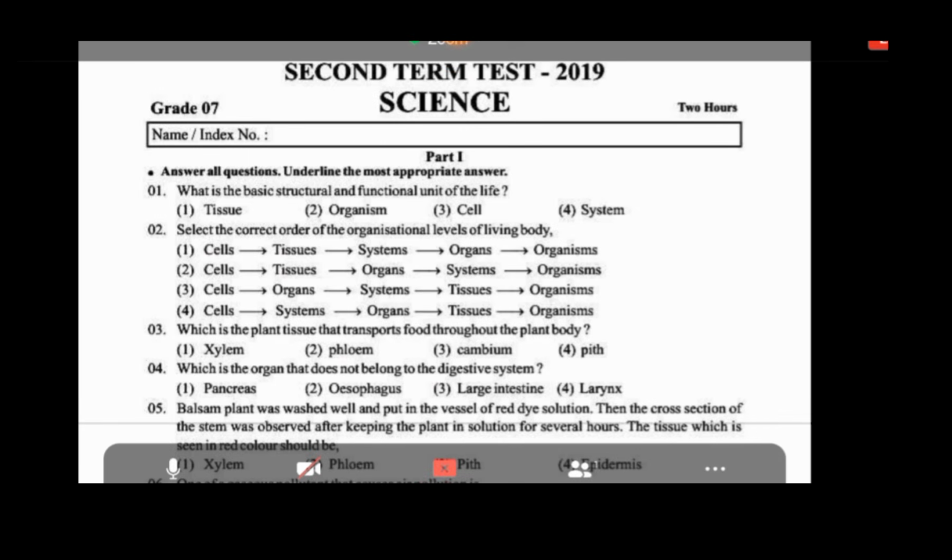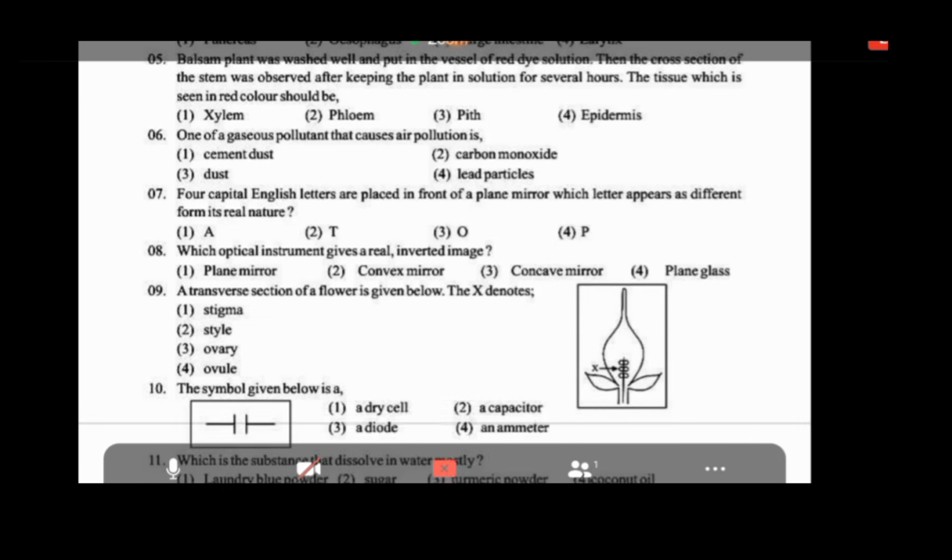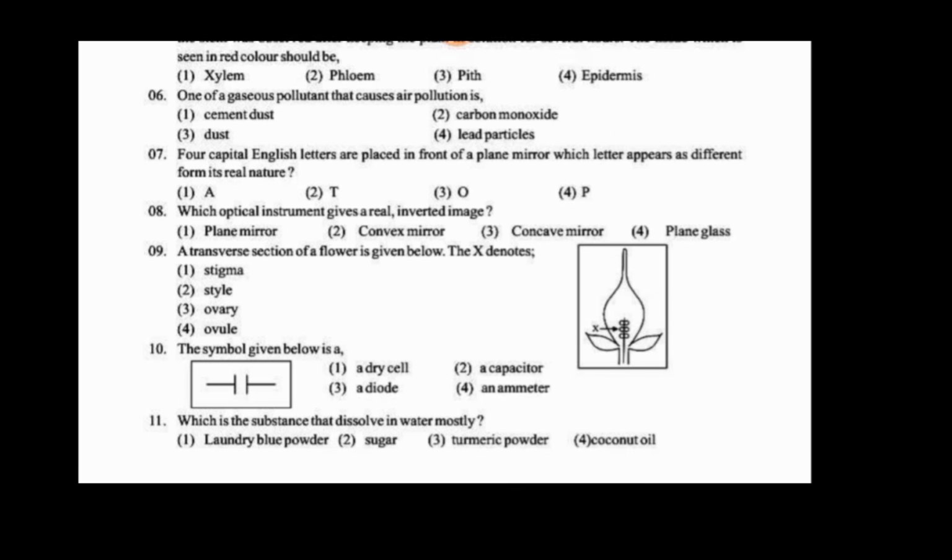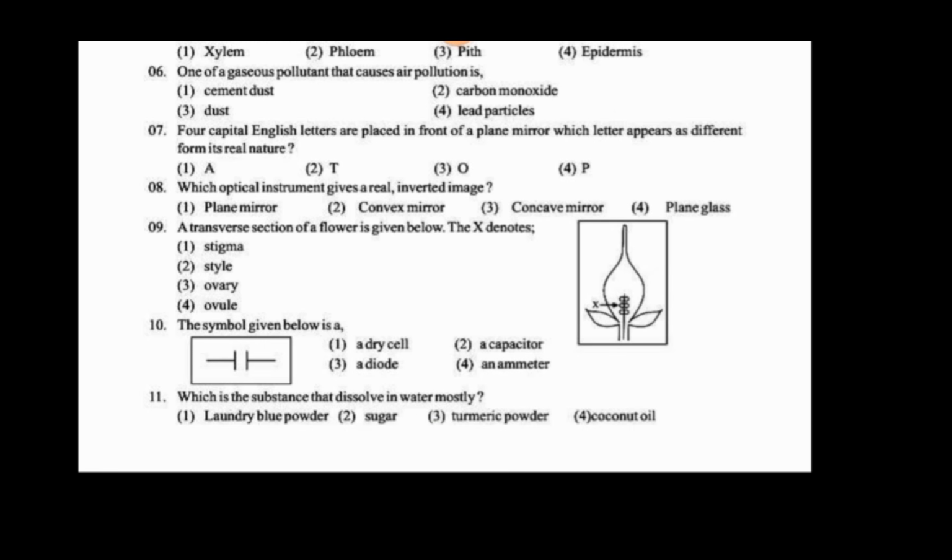Question number 6. One of the gaseous pollutants that causes air pollution is, right, a gaseous pollutant. So it should be in the gaseous state. Now if we take cement dust and lead particles, they are solid particles. So the answer should be the second answer, carbon monoxide, CO.